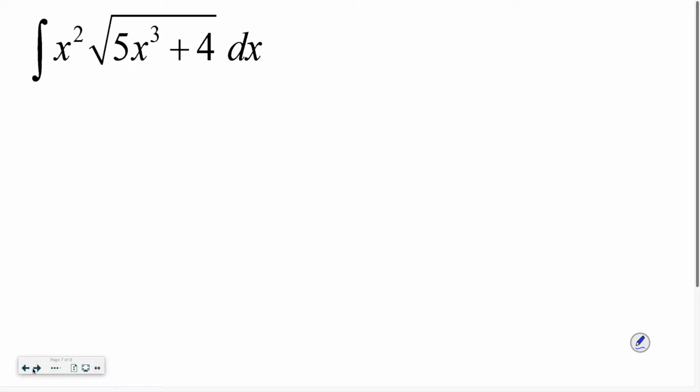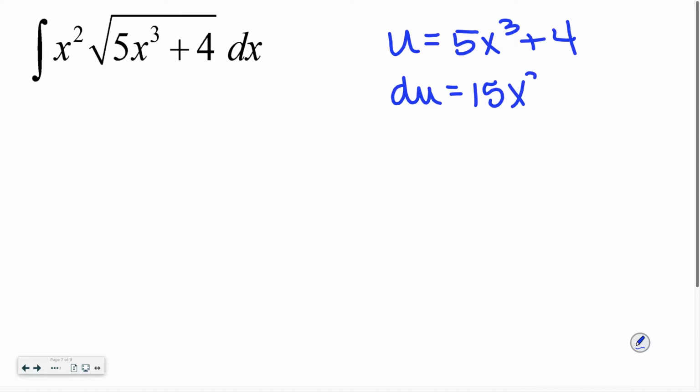What would we want u to be? Okay, what is under the radical would be a great option. If you let u equal something and your du isn't really something you have in your integral, erase it and try again. Okay. So du would equal what? 15x squared dx. It's got an x squared dx, doesn't it? We have an x squared dx and an x squared dx.